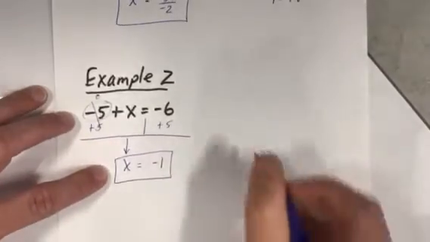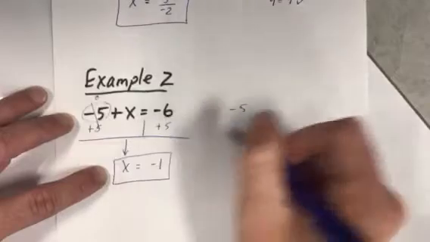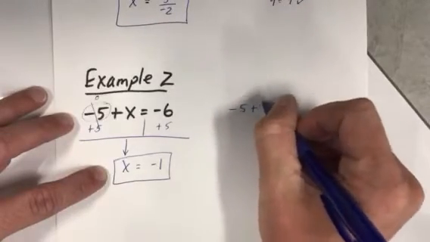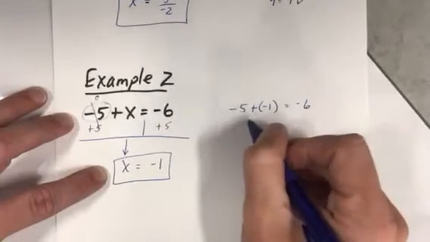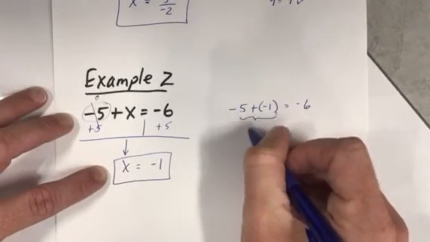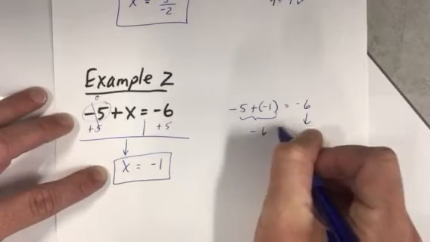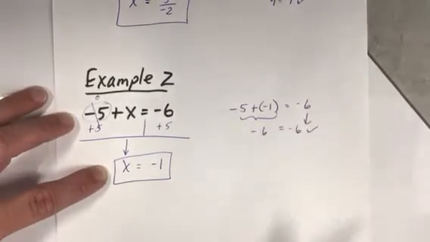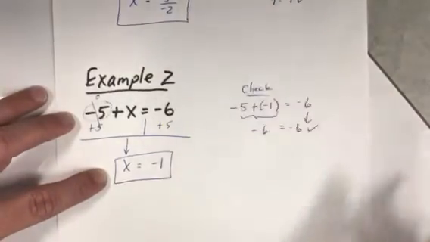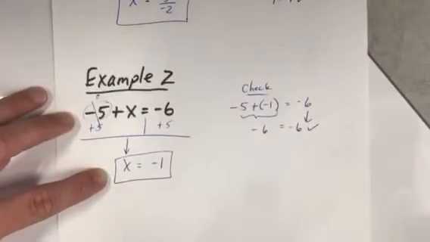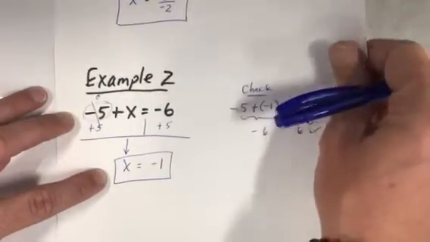To ensure that this is the solution, we're going to substitute -1 back into the original equation for x and simplify it down. So simplifying this portion, -5 plus -1 is -6. -6 does equal -6. We call this the check step. It's really, really important to solving these equations to ensure that what we get as an answer is the solution, something that makes it true.